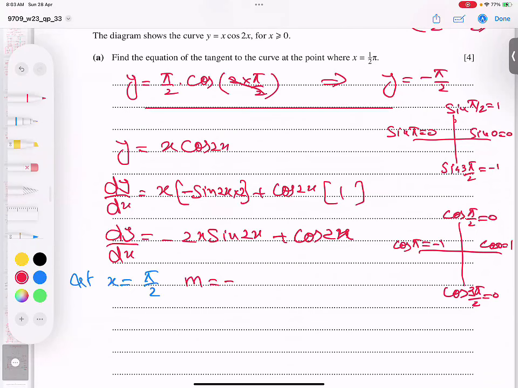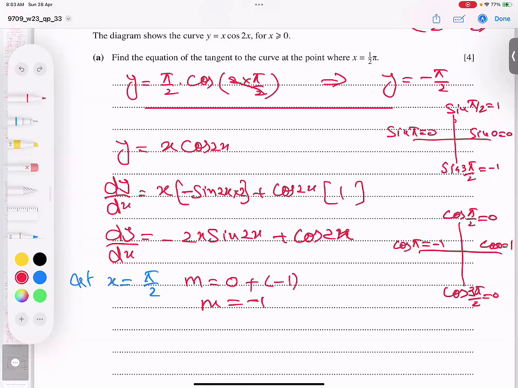First of all, when you plug in pi by 2 here, the 2 cancels, giving sine pi. Sine pi is 0, so we don't waste time. Simple, right? Here it is 0. And what about cos? Cos gives you -1. So the gradient is becoming -1. I believe you got it, because cos pi is -1.